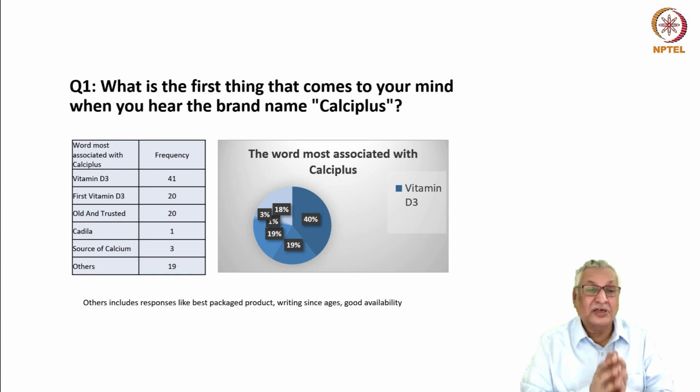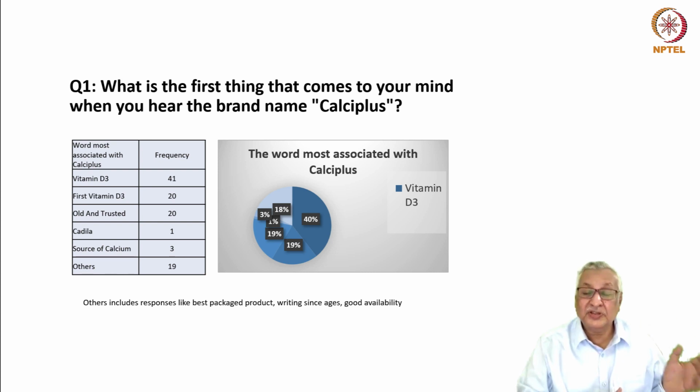Now, having got this understanding, let's say that you see that Calciplus is not exactly a diabetic drug, but it has an influencing power in the overall metabolic system. So the marketing manager tries to ask the customers, when did you first hear the brand name Calciplus? Then what is the word which is most associated with Calciplus?